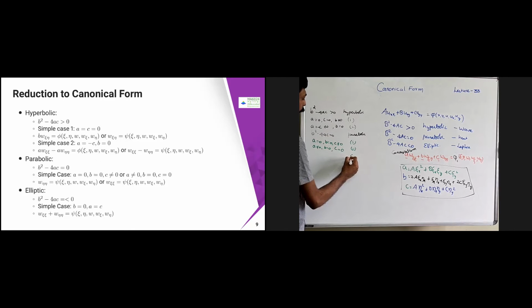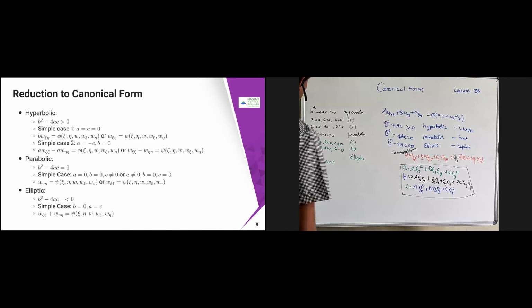Then the elliptic case. In the elliptic case, I think only one case will come here. You can take b square less than 4ac, but we are going to take only the simple case. In that case, I am going to take a equal to c and b equal to 0. A equal to c, not equal to 0. So b equal to 0.